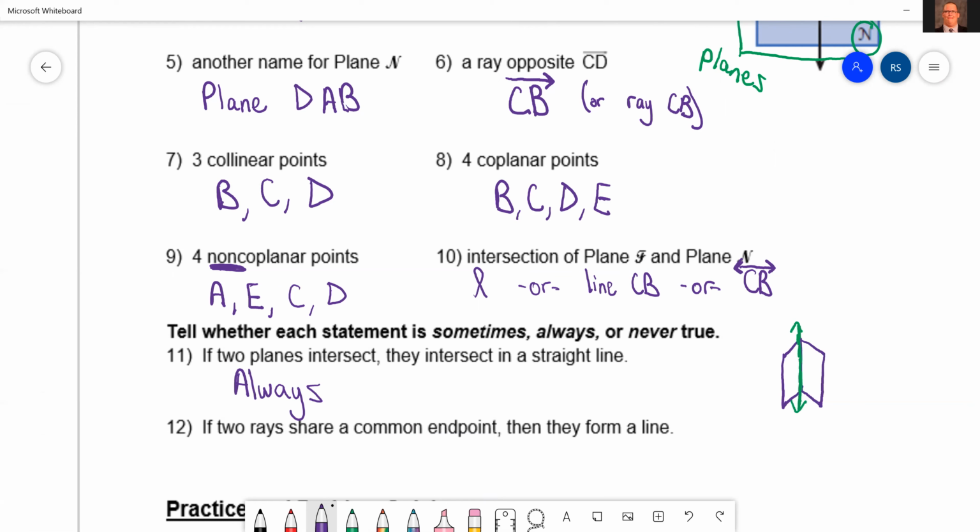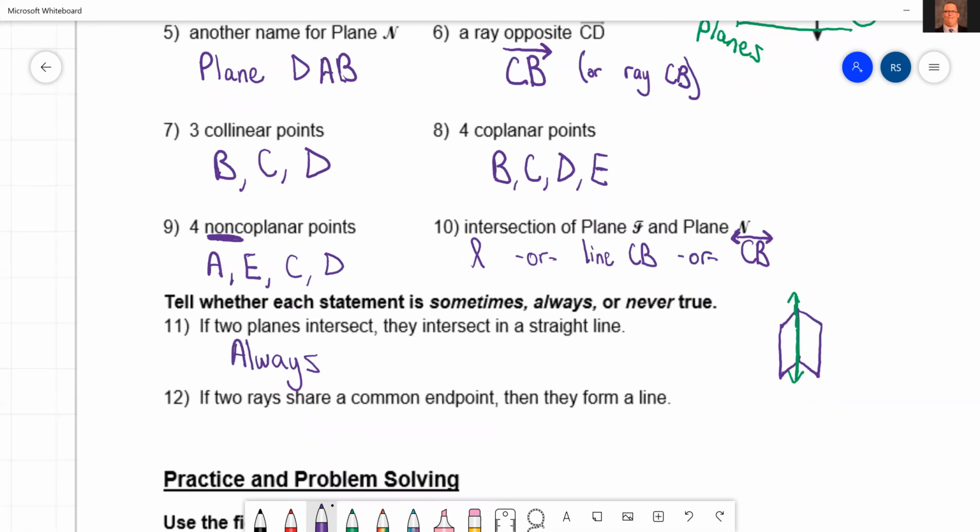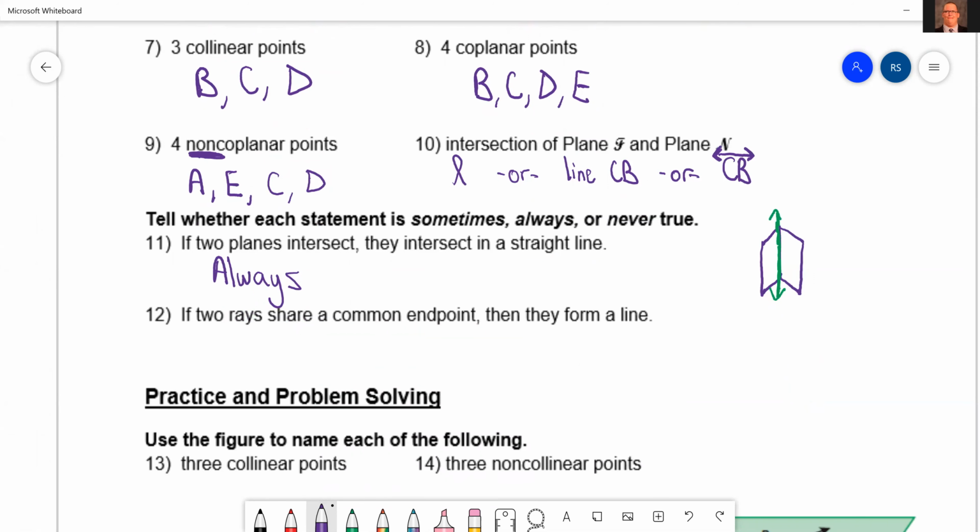Okay, number 12. If two rays share a common endpoint, then they form a line. And the way you have to read these statements is to read them as if they're always saying they always form a line. So if they share an endpoint, they will always form a line. Well, let's see. Let me do this in gray. So that's certainly true if they go like this. Yeah. So it can't be never. We can throw that one out. Can't be never.